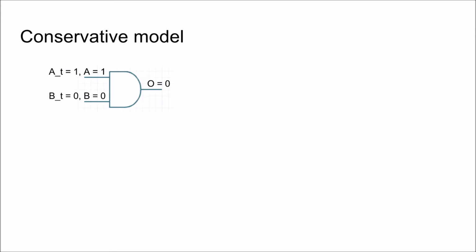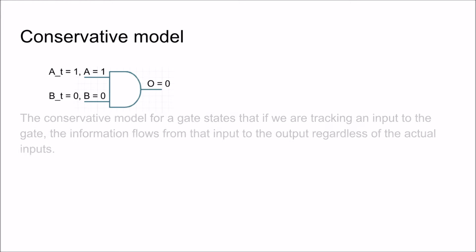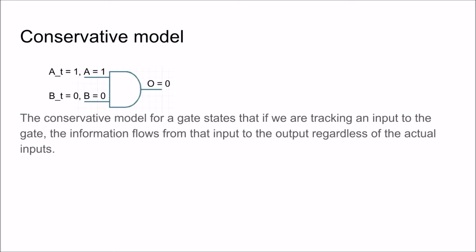In this example, A and B are the inputs and O is the output. AT and BT indicate whether or not we want to track the inputs A or B. The conservative model states that if we are tracking an input to the gate, the information flows from that input to the output regardless of the actual inputs. In this example, because we are tracking the input A, the output will also be tracked, regardless of the actual values of A and B.